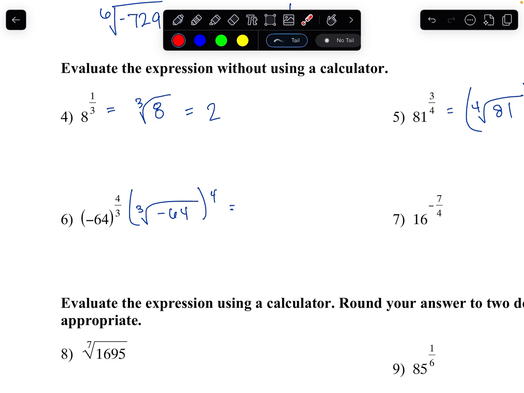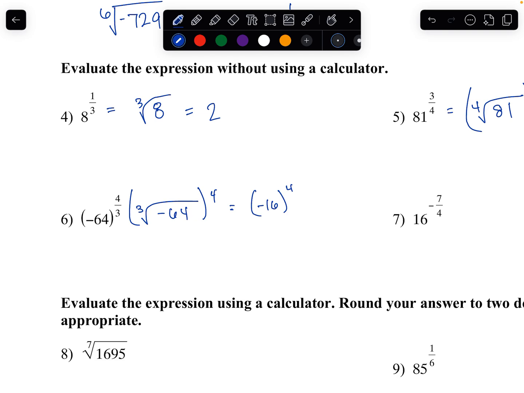But the third root of 64, I think that's 4. So 4 times 4 times 4, 4 times 4 is 16, and 16 times 4 should be 64. Yeah, so it'd be negative because it's negative here. So it's going to be negative 16, and that's going to be raised to the 4th power.